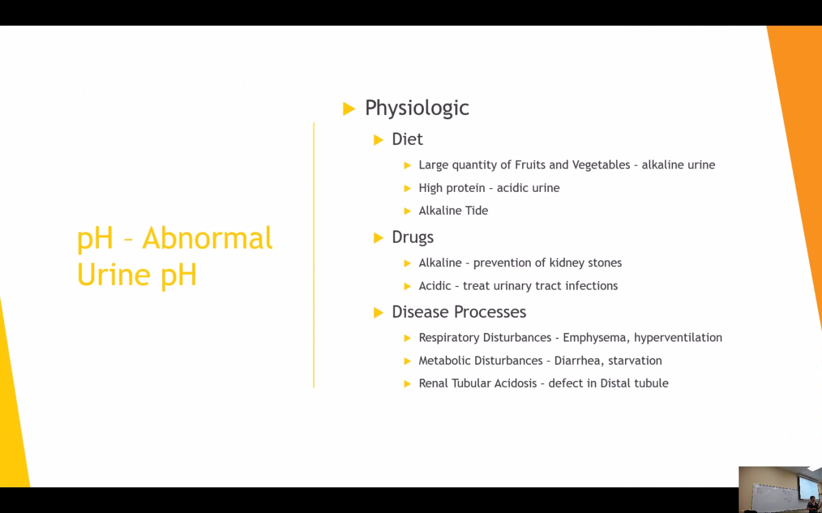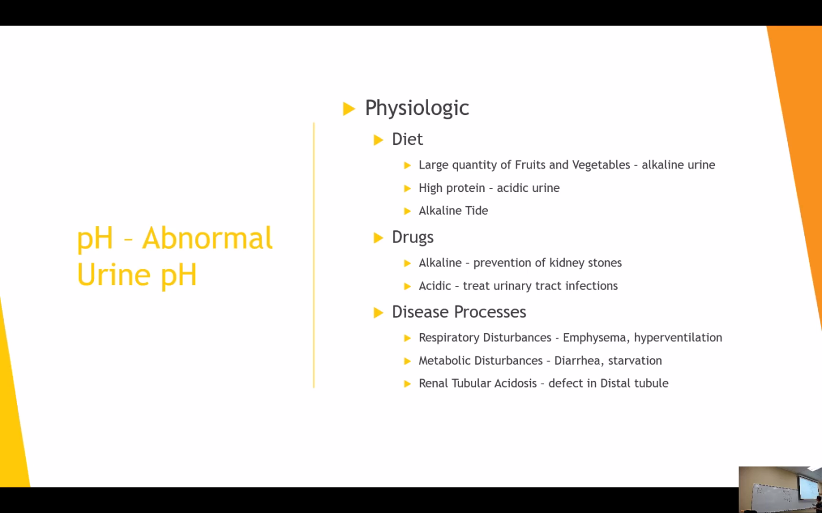Abnormal pHs in urine can be due to diet. If you eat large amounts of fruits and vegetables, you're going to end up with an alkaline diet. If you eat large amounts of protein, you're going to end up with an acidic diet. And there's always the alkaline tide, where after a meal, all your hydrogen ions go running to your stomach to help you digest your meal. And because of that, there just aren't as many hydrogen ions to release into the urine, and then we end up getting this basic urine post meals.